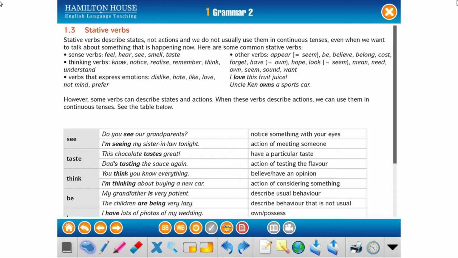A stative verb is to talk about emotions, feelings, and thinkings, and an action verb is to talk about the things that we can see, the things that we can demonstrate, or the actions. Okay, so remember, as it says here, stative verbs are sense verbs as feel, hear, see, smell, and taste. Thinking verbs like know, notice, realize, remember, think, and understand. And also we can use these stative verbs to express emotions like dislike, hate, like, love, not mind, prefer.